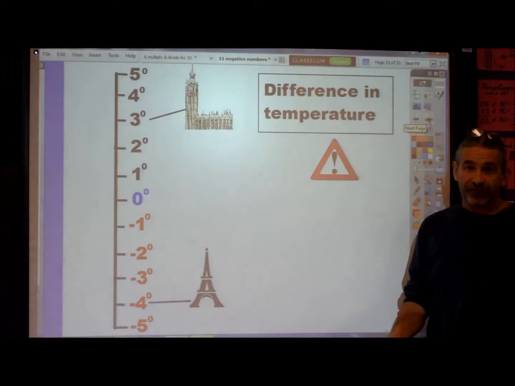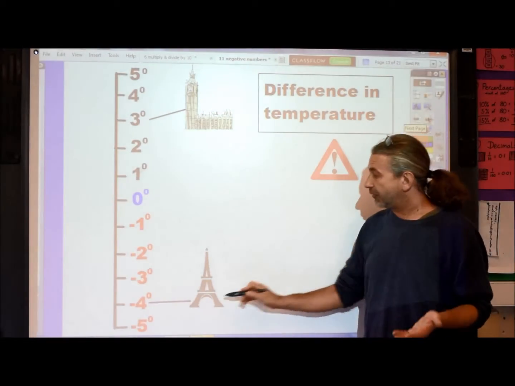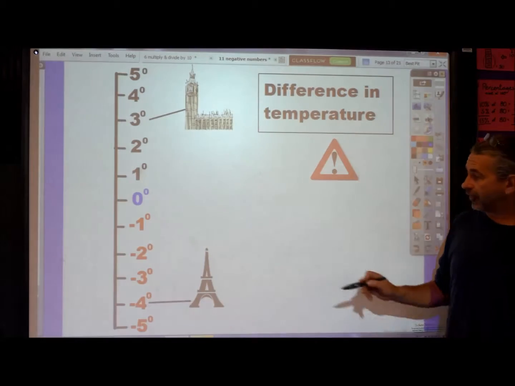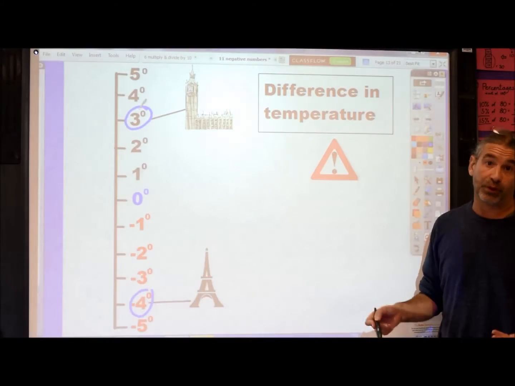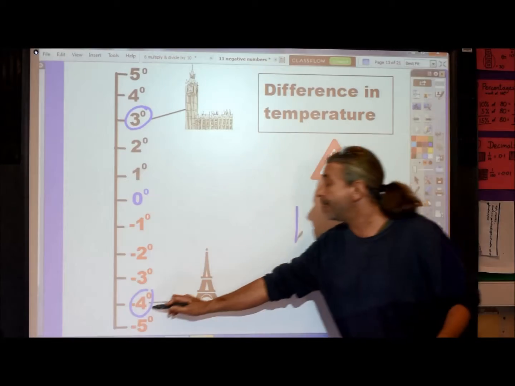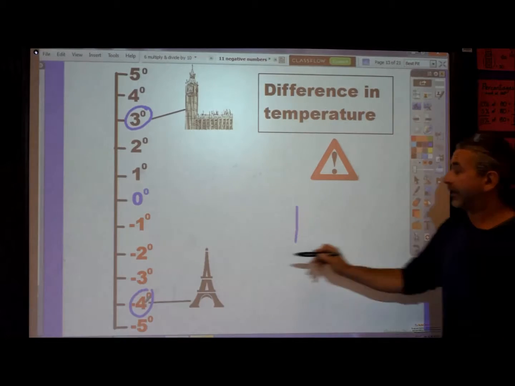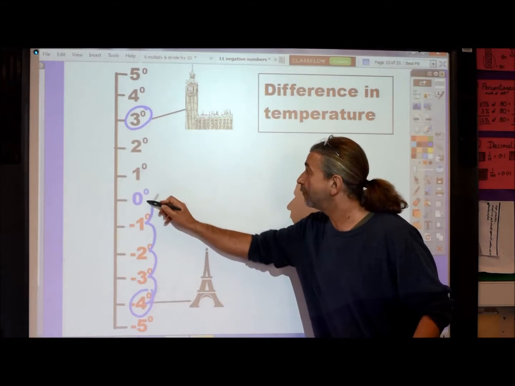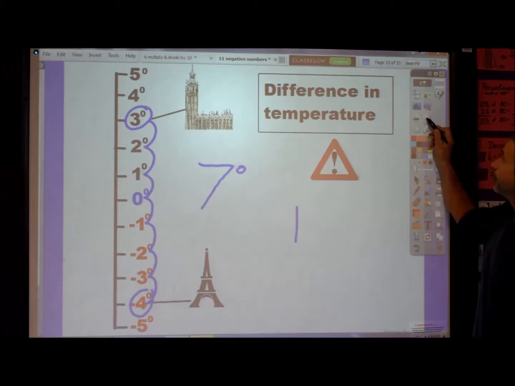Now, difference in temperature. A typical question would be, it'd be 3 degrees in London and minus 4 degrees in Paris. The typical wrong answer is to see the number 4, to see the number 3 and think that the difference between 3 and 4 is 1. Well, that is correct, but this is minus 4 and positive 3. So we actually have to count it. The difference is 1, 2, 3, 4, 5, 6, 7 degrees.